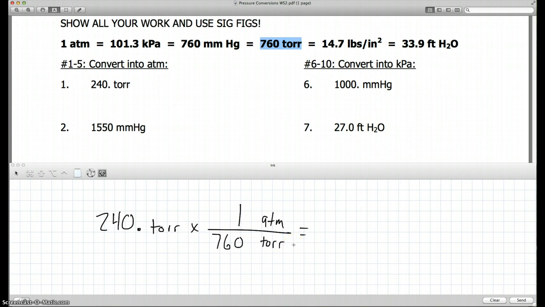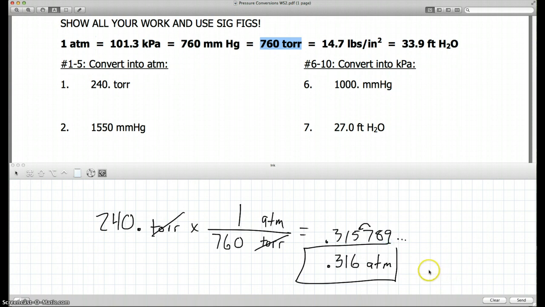And then all I do is the math. 240 times 1, which I don't really have to do, divided by 760. Remember, starting number times the top number, divided by the bottom number, gives you your answer. And I get 0.31578, and so on. If I look at my starting number, I've got 3 sig figs, so 0.316, because the 7 makes the 5 round up. Torr cancels torr, and I'm left with atmospheres. So that would be my final answer: 0.316 atmospheres.